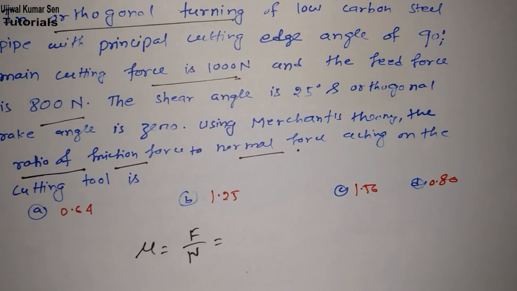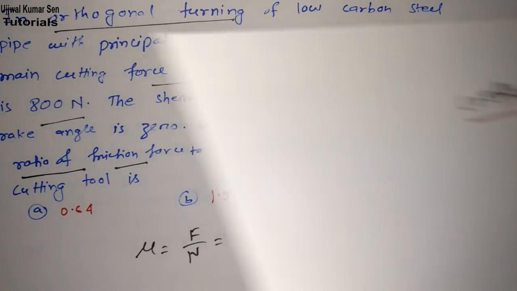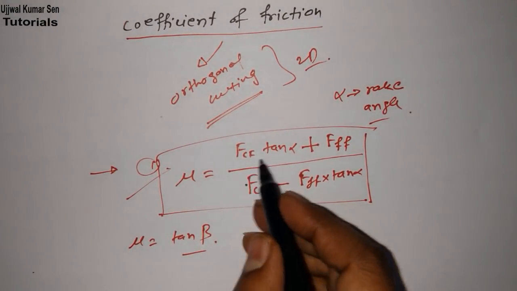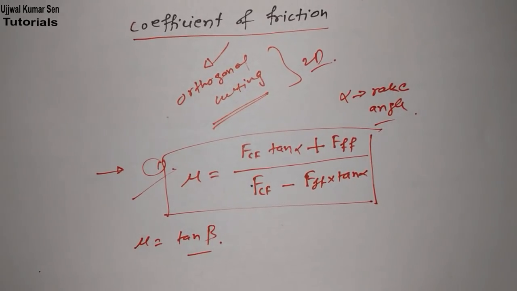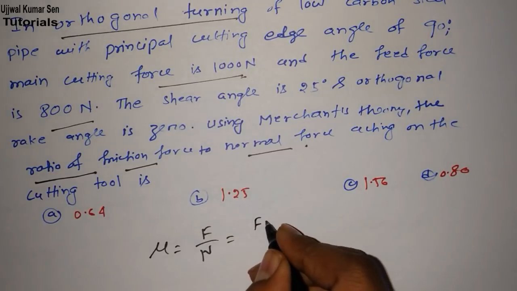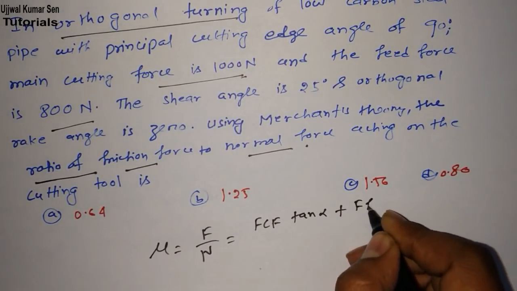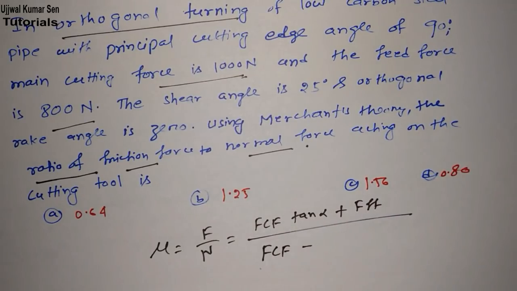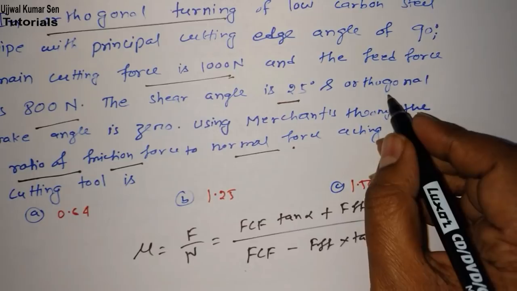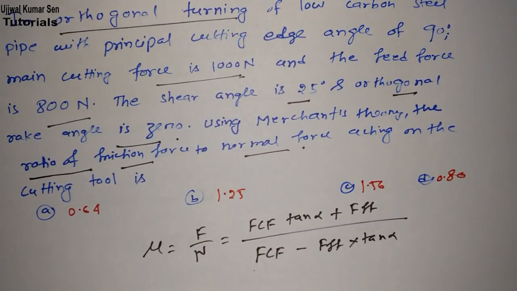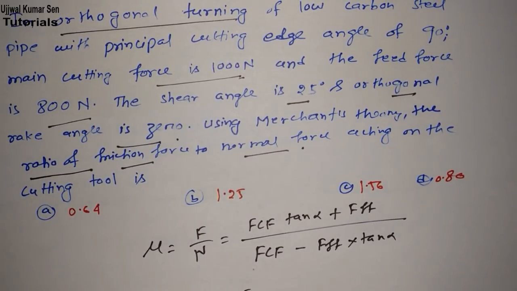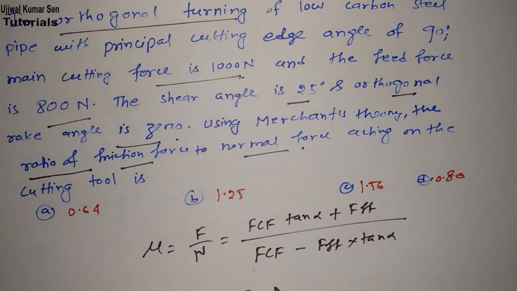Now what is the formula? I have just shared that formula. If you could not remember, let me show you again. The formula for finding the coefficient of friction is this, so we write that formula and put in the values as they are. So mu is equal to (cutting force tan alpha plus feed force) divided by (cutting force minus feed force into tan alpha). The shear angle is given as 25, but the orthogonal rake angle is 0. Based on this, we can find the value, right? The cutting edge angle is 90.